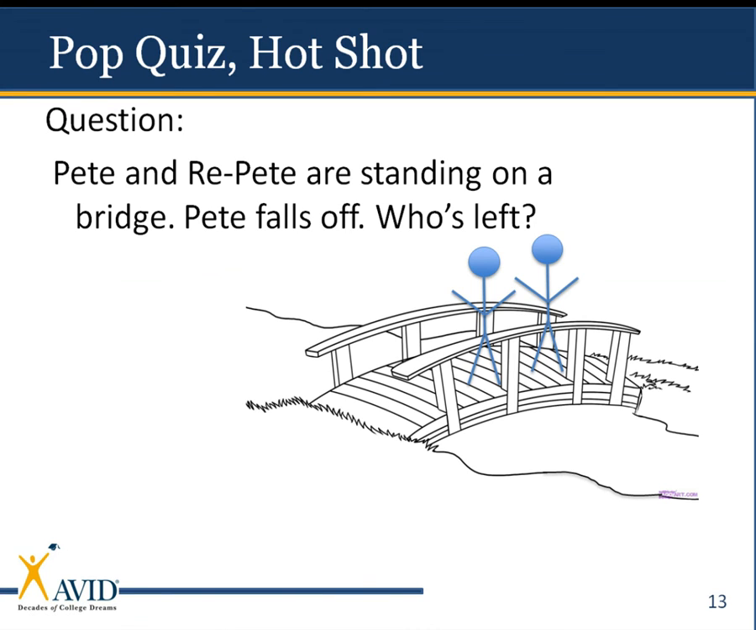Pop quiz, hotshot. Pete and Repeat are standing on a bridge. Pete falls off. Who's left? Repeat. Okay. Pete and Repeat are standing on a bridge. Pete falls off. Who's left? Don't ask me to repeat it.